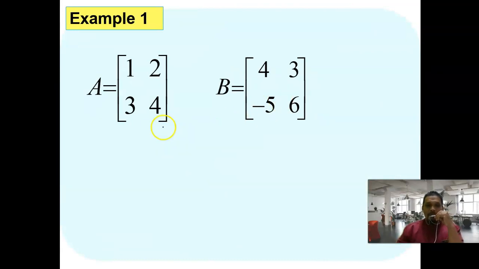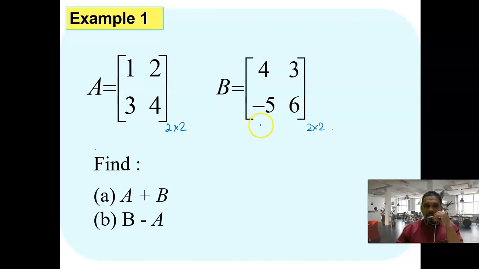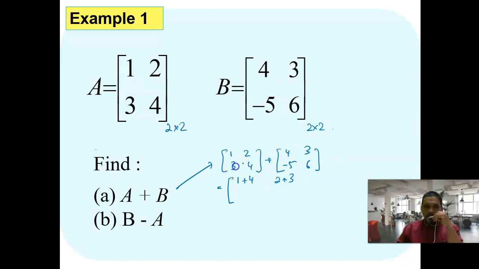Okay, so what we have here right now is a matrix of 2 times 2 and 2 times 2. So find A plus B. First, A plus B, which is 1, 2, 3, 4, plus B, which is 4, 3, negative 5, and 6. So you get 1 plus 4, 2 plus 3, 3 plus negative 5, and 4 plus 6.